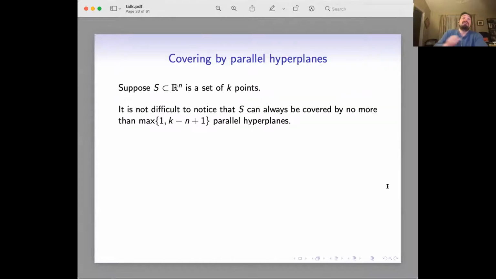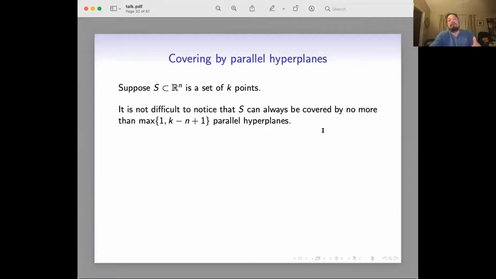Okay, so here's a covering problem. Suppose S is a set of k points in R^n, and say I want to cover it with parallel hyperplanes. How many hyperplanes do I need? Well, it's actually easy to notice that the number of hyperplanes is no bigger than the maximum of 1 and k minus n plus 1.